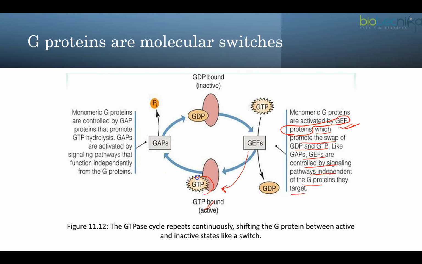Now this GTP should be removed also. So these are controlled by GAPs. These are the GTPase cycles which are present. Monomeric G proteins are controlled by GAP proteins. They promote GTP hydrolysis. GAPs are activated by signaling pathways that function independently from G proteins.